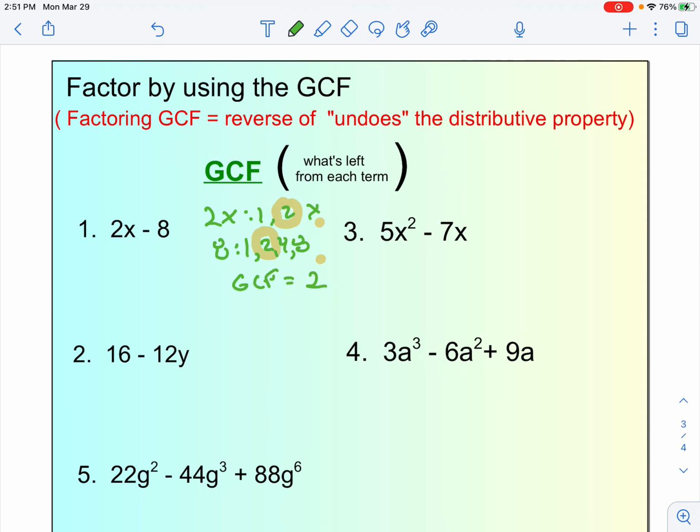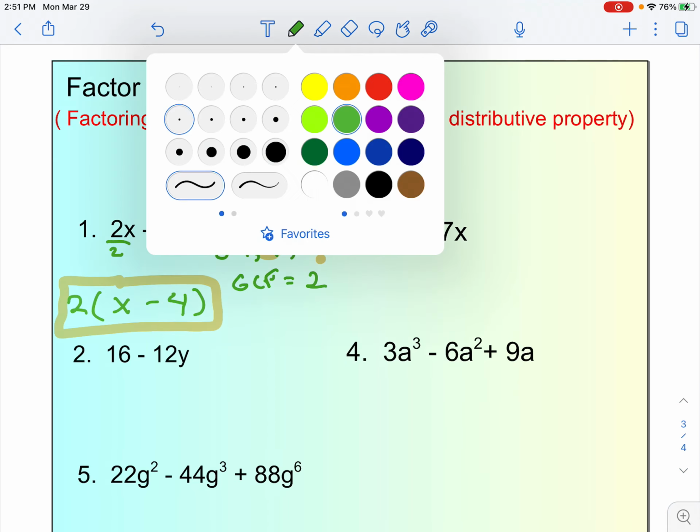So our GCF is equal to 2. Then we put that GCF on the outside of the parenthesis. What's left from each term goes inside after we divide by the greatest common factor, so this would give us x minus 4. And that binomial we had is factored into 2 and the other factor of x minus 4.